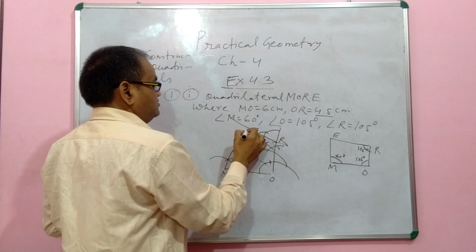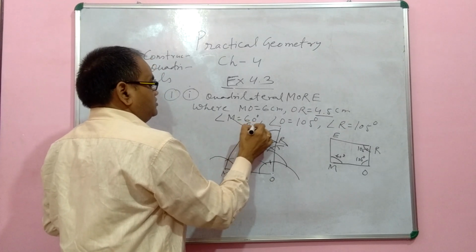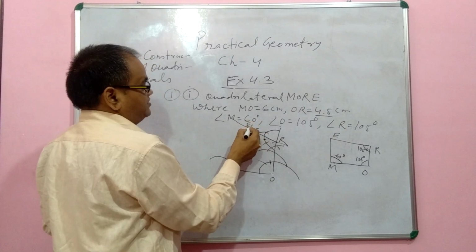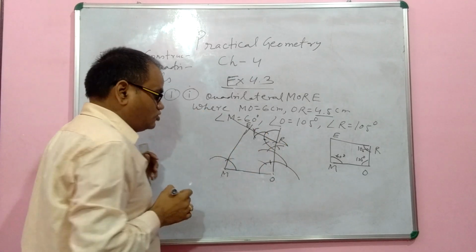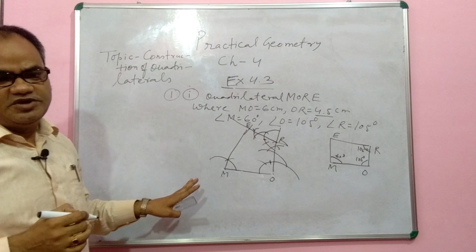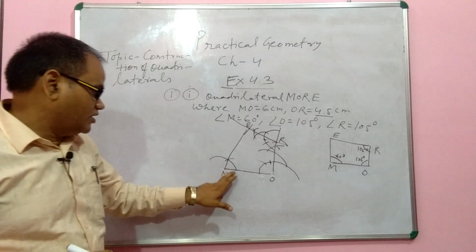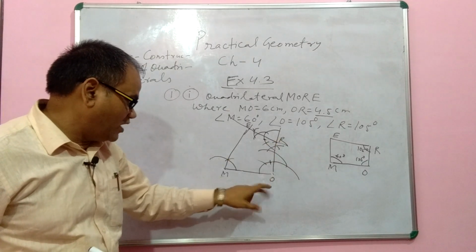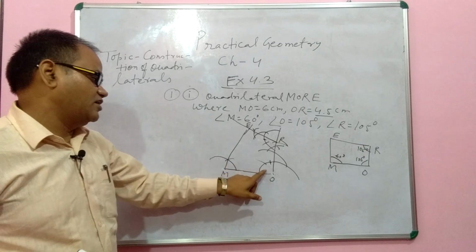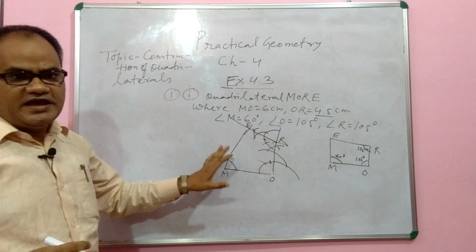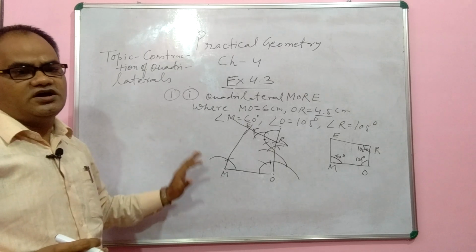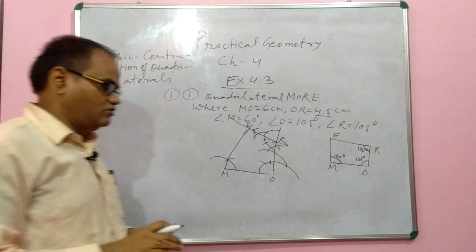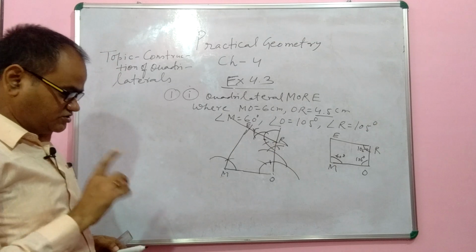Now you raise this. This is your point of intersection. You can write here E, MORE. Your quadrilateral is completed with the help of two sides MO and OR, angle M, angle O, angle R. Three angles and two sides help us to construct a quadrilateral. Now this is your question number 1 first.